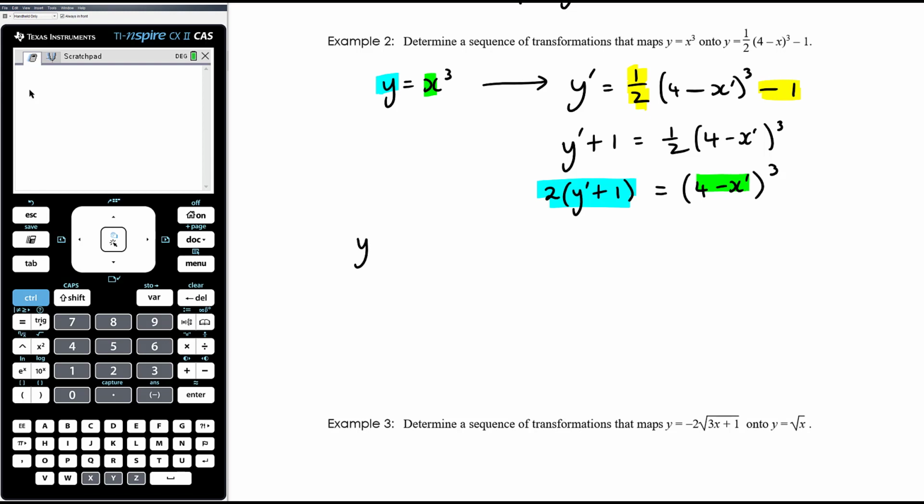So we can get y equals, sorry, I should have written a bit smaller, 2 times y dash plus 1. And you can expand that out if you prefer, that's fine. Again, you just get a slightly different looking expression at the end, and therefore a slightly different sequence of transformations described. And x is equal to 4 minus x dash. Now remember, we want to know what is x dash and what is y dash, and so we want to make x dash and y dash the subject.